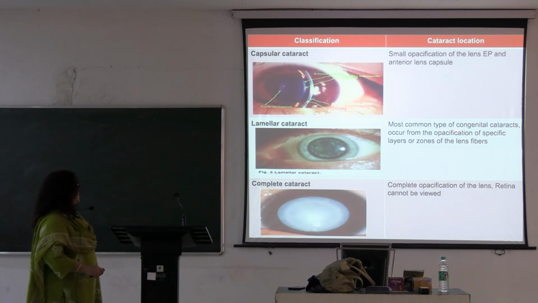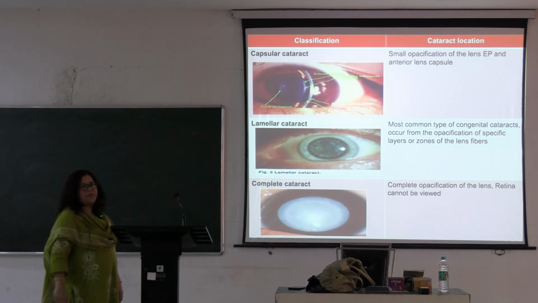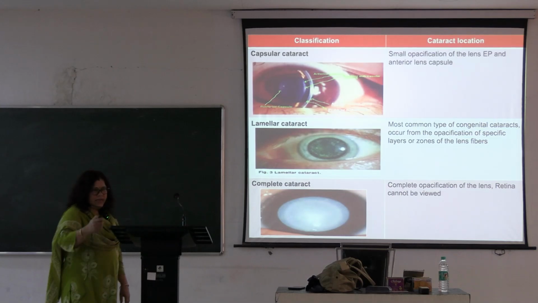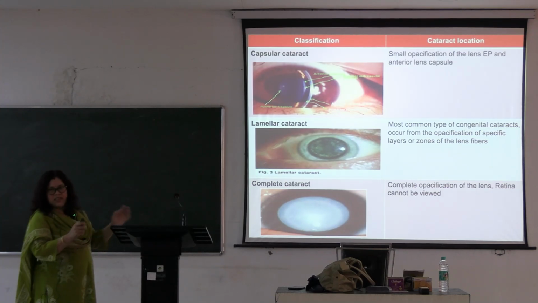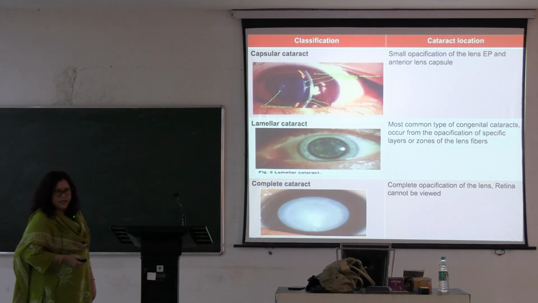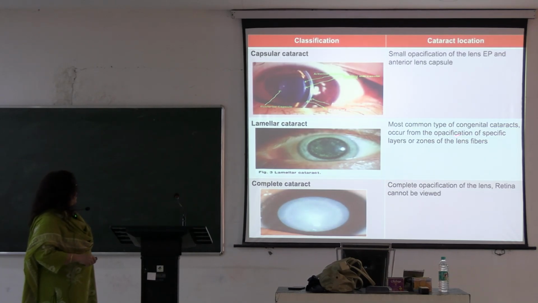Here opacity is present in a specific layer of the lens fibers, and it affects them in the form of a layer. Anteriorly it is clear, posteriorly clear, but some fibers are changed, and that is called lamellar cataract.